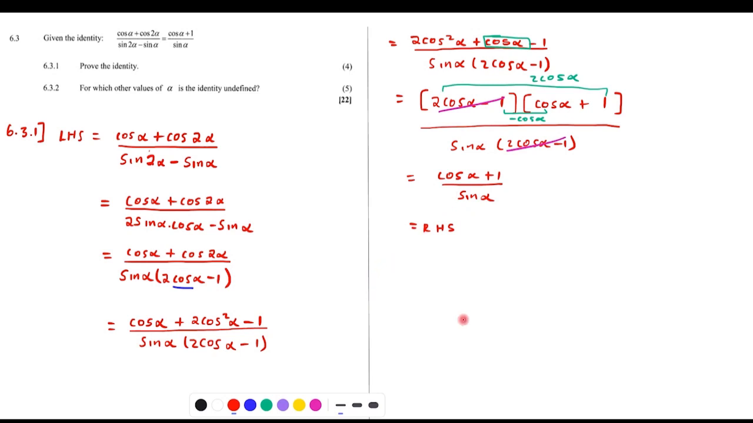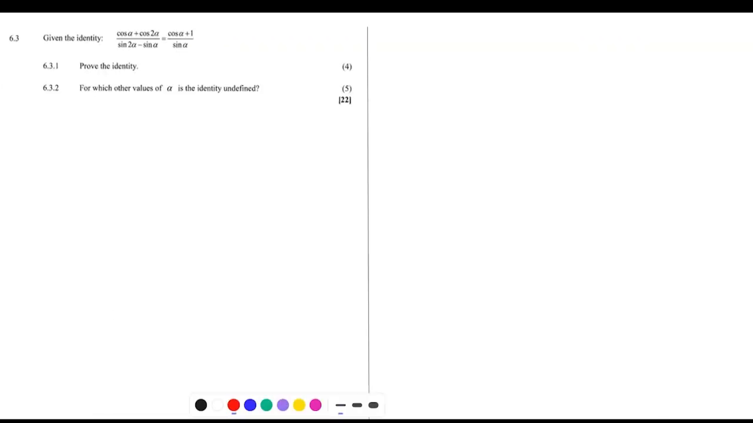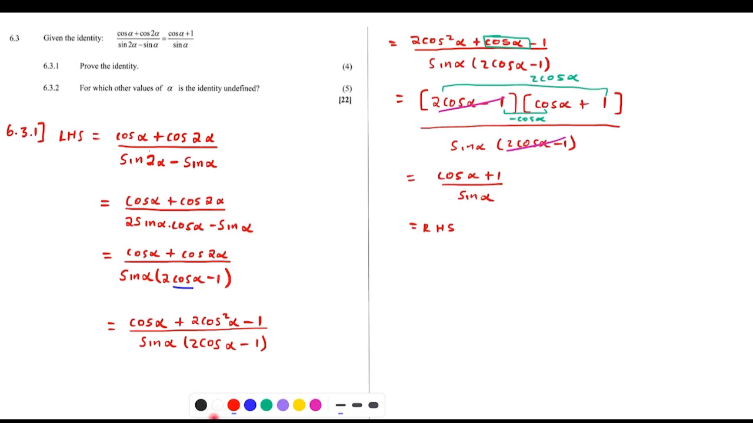Then now let's go ahead and look at 6.3.2. Now 6.3.2 says, for which values of alpha is the identity undefined, right? So this question is a type of general solution, but the way it works is that we need to take the denominator of each fraction there, and then we need to apply a general solution on that, right? Now how do we do this?